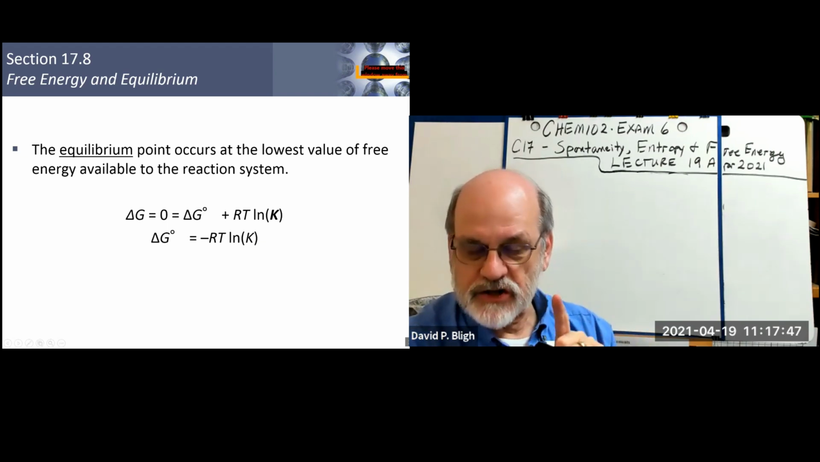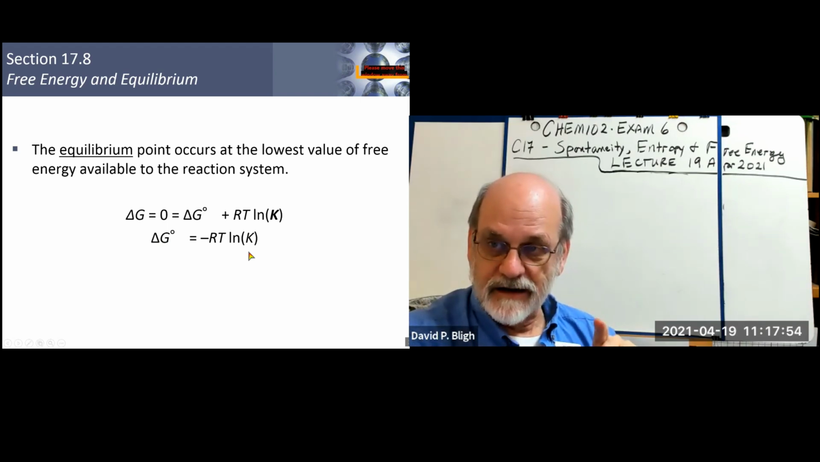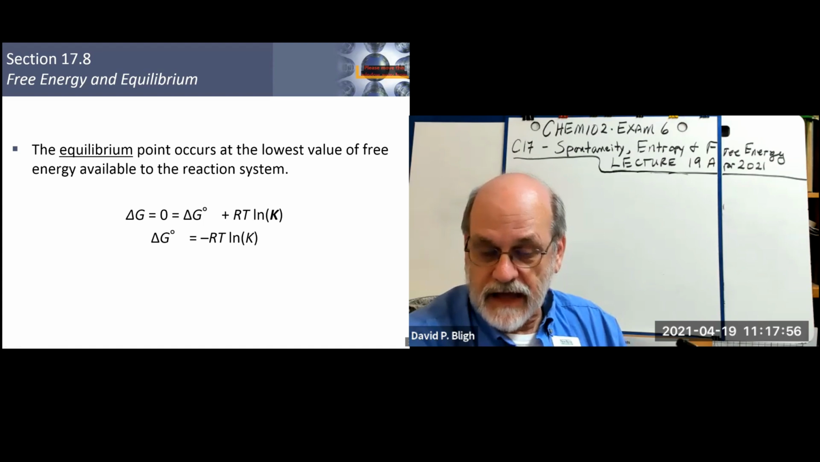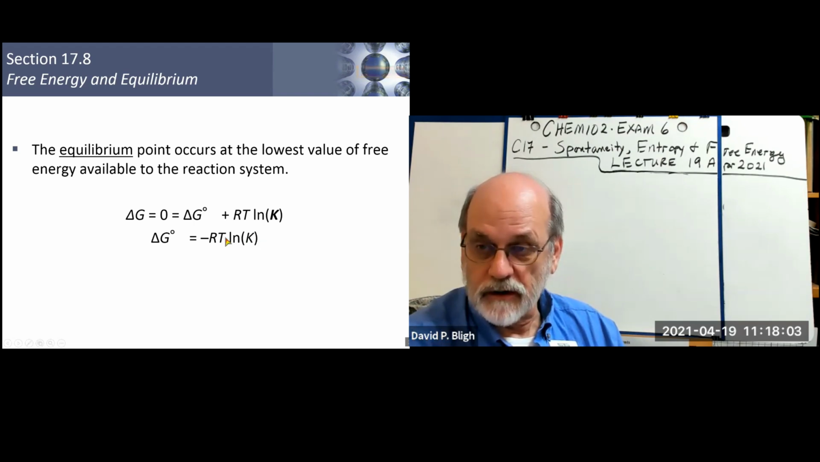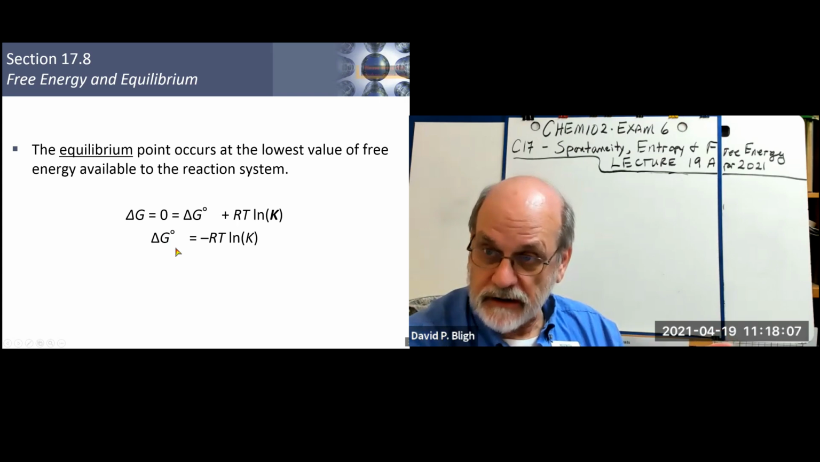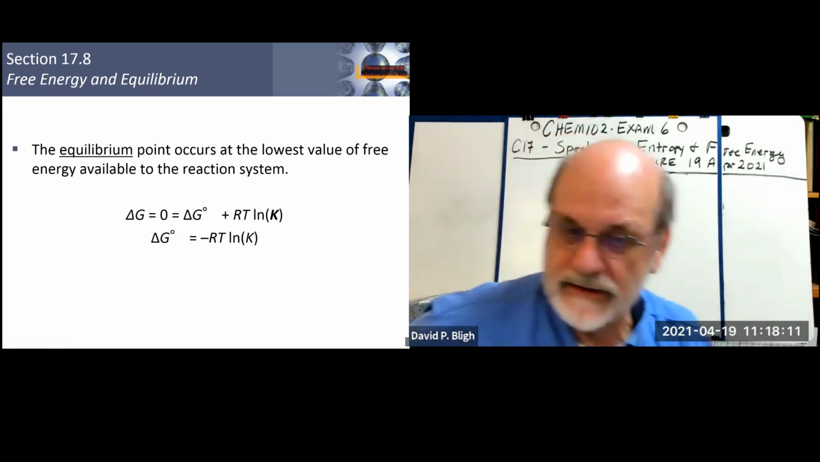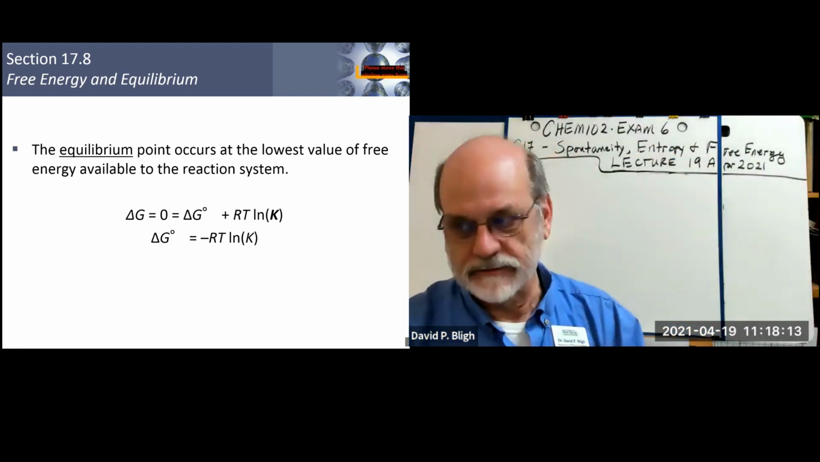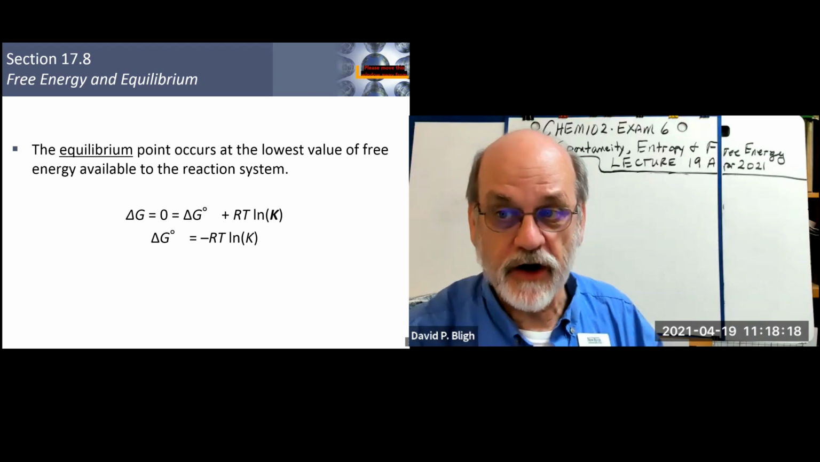Now we have a relationship between delta G0 and K. If you have calculated K, or determined experimentally the K for a reaction, and you know what temperature that K is valid for, then you can calculate the standard conditions delta G. Or if you know delta G, you can calculate K, as long as you know the temperature, because the temperature is a variable here also.